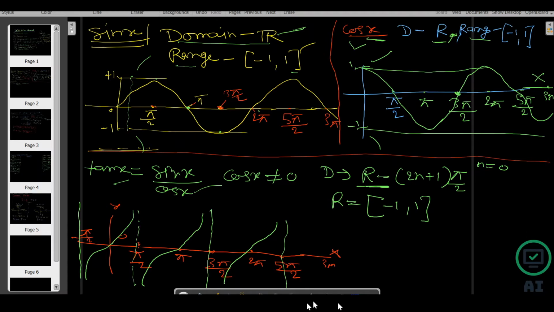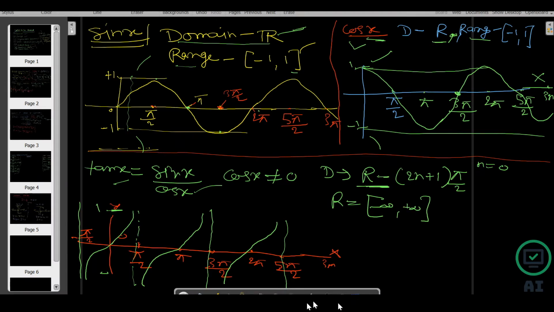So you can see here at pi by 2, cos x is 0, it will never meet with pi by 2. So from minus pi by 2 to pi by 2, the domain is, you can see here, R, and the range is minus 1 to 1. So the range for this tan x, let me just correct it, will be minus infinity to plus infinity.